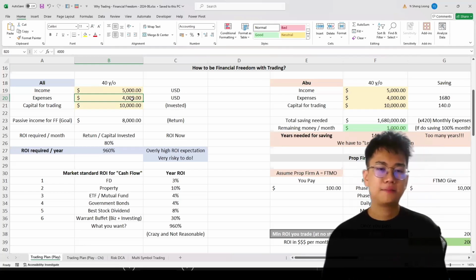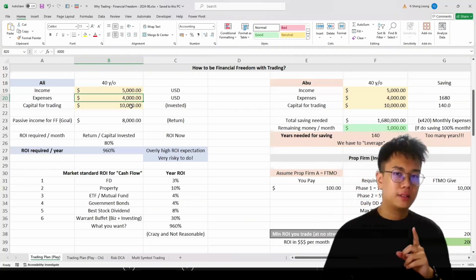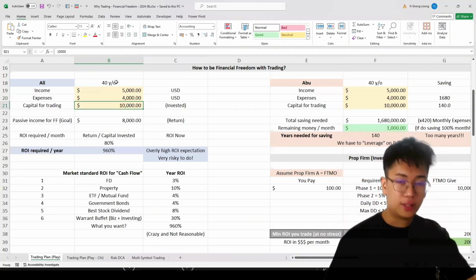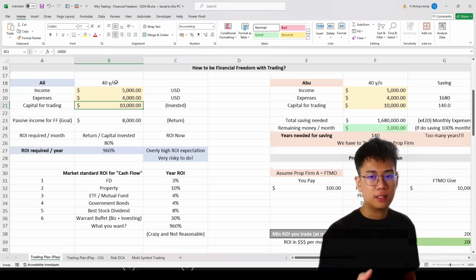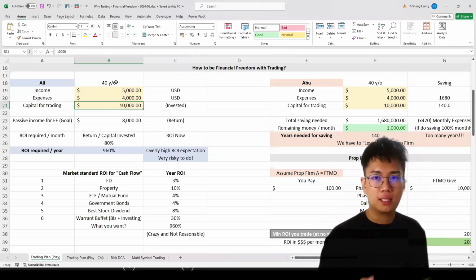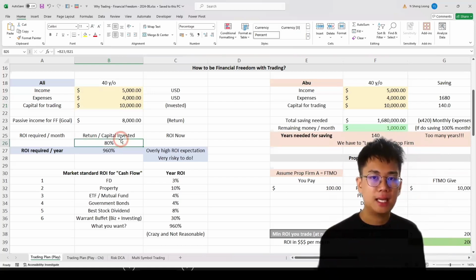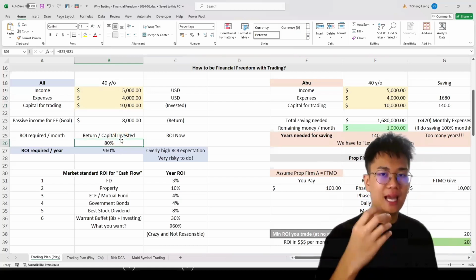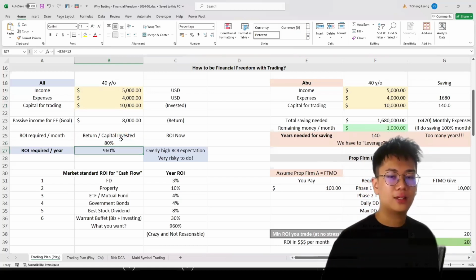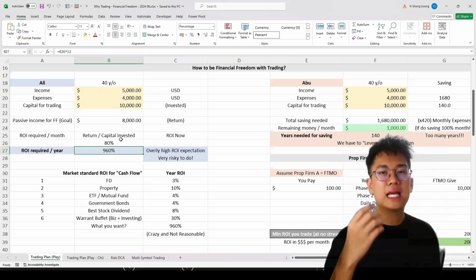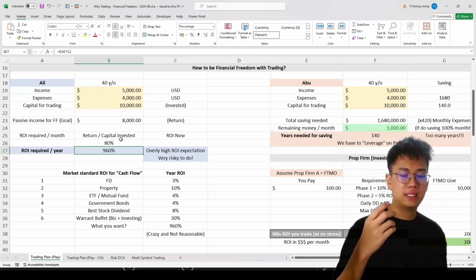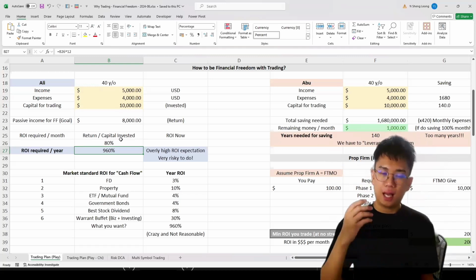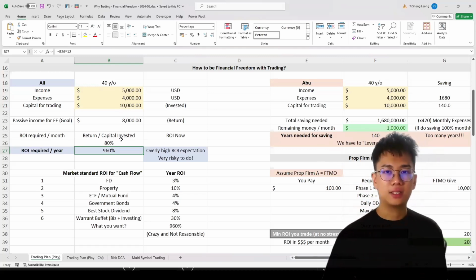Hence, we put it like this. Now, you invest 10,000 and you are targeting to make $8,000 every single month. What does that mean? That means that you are earning 80% ROI every single month, and that also means that you are aiming to earn 960% ROI every single year. I want you to have good expectations.